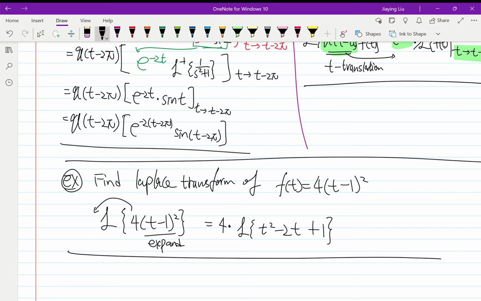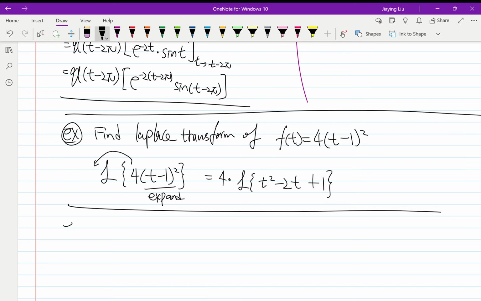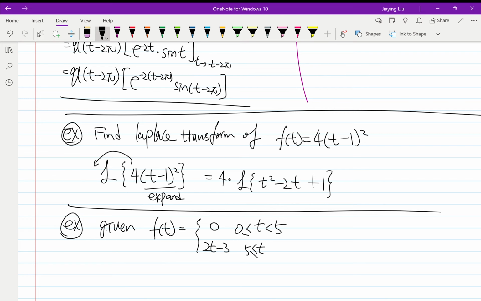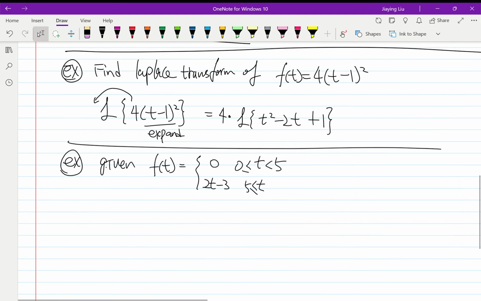Another thing I want to kind of talk about is, well, not just a review. For example, given f of t is equal to a piecewise function: 0 for t from 0 to 5, 2t minus 3 for t from 5 to infinity. There might be more pieces, but it doesn't matter. Let's just focus on this. So can we find the Laplace transform of this f of t?